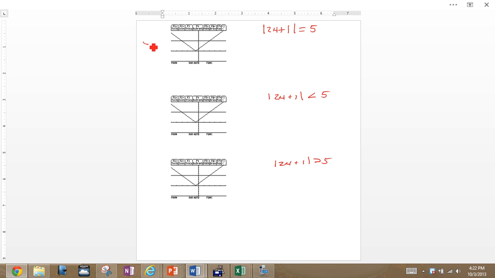I asked my graphic calculator to graph for me the line y equals 5, which is this horizontal line. And I've also asked it to graph y is equal to the absolute value of 2x plus 1, which is that V shape that you see right there. Okay? Now, if I'm asking when is the absolute value of 2x plus 1 equal to 5, I'm asking where do they meet?